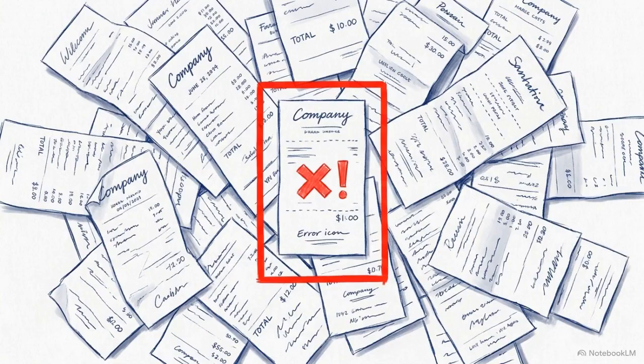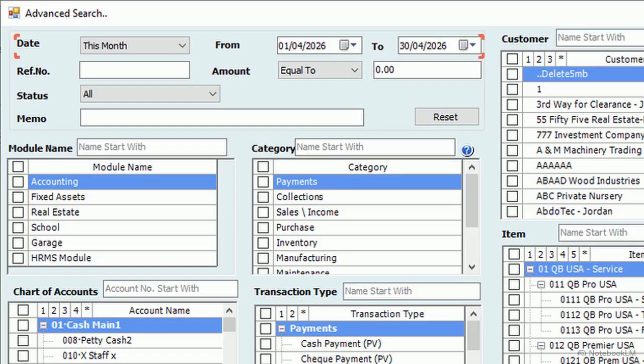Pulling broad datasets increases the risk of oversight. To maintain focus, you must establish strict core parameters before executing the search. First, set temporal boundaries using the Date dropdown or From and To fields. Next, establish financial parameters with the Amount dropdown. Catch anomalies using the Reference Number, Memo, and Status filters. Finally, the Reset button clears all active filters for a new search.